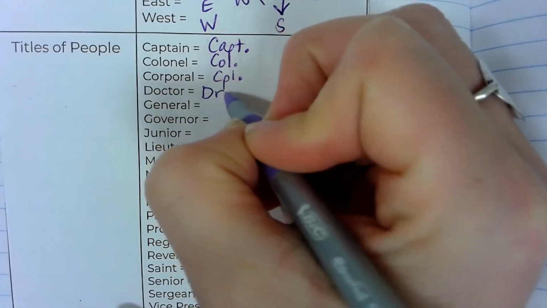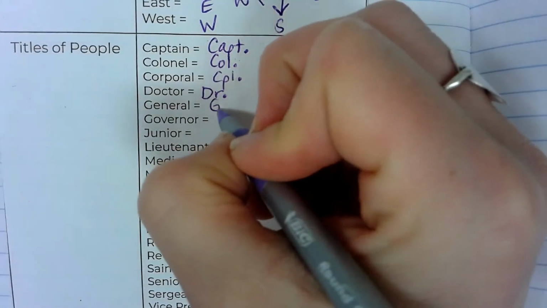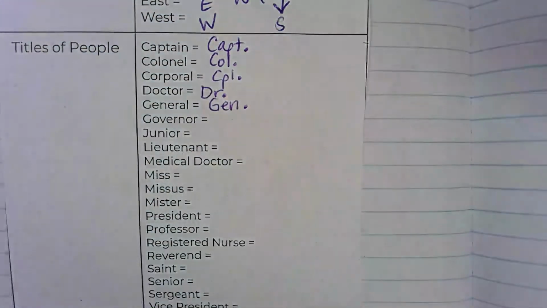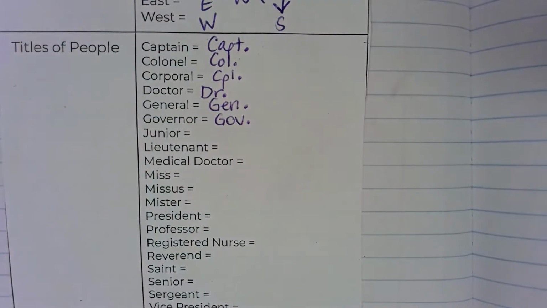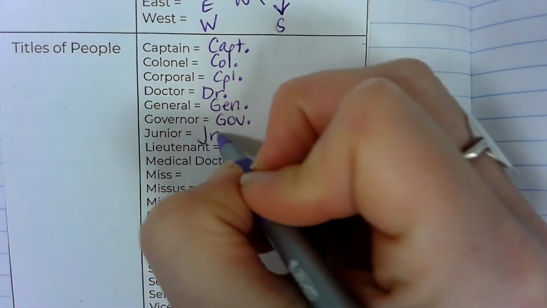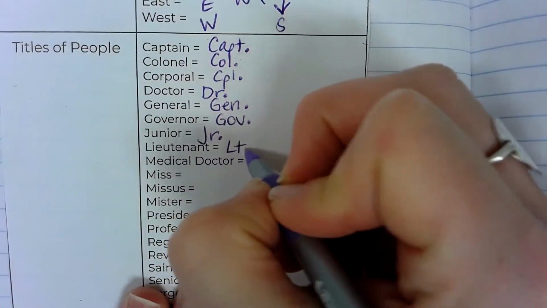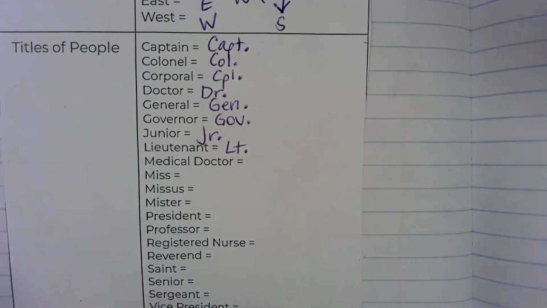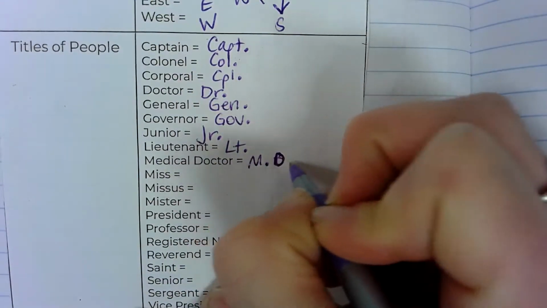Next one is corporal, capital C-P-L period. Doctor, you guys probably all know the abbreviation for this, capital D-R period. General, capital G-E-N period. Governor is capital G-O-V period. Junior, capital J-R period. Lieutenant, capital L-T period. Medical doctor is capital M period, capital D with a D, period.